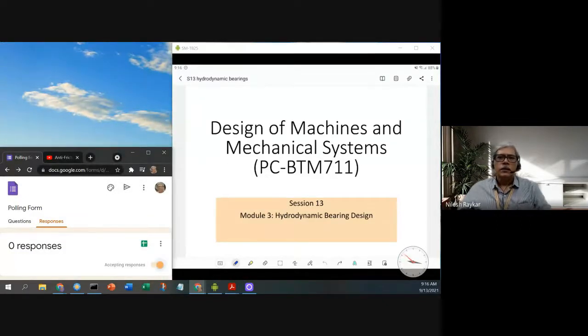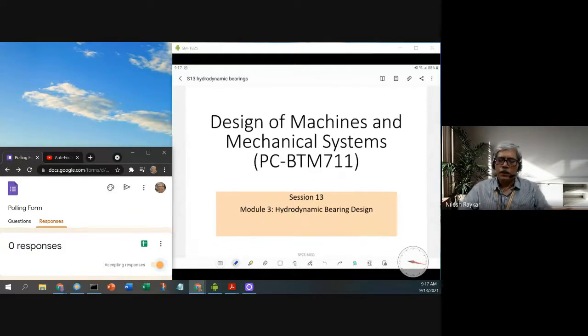Okay, so we are set up for the quiz. We have seen in this particular YouTube video the hydrodynamic bearing, what is the basic principle of operation, and what are the different elements which are involved. So what is the journal or the shaft, what is the sleeve, what is the material for the sleeve, and the lubricant. So let's recap.